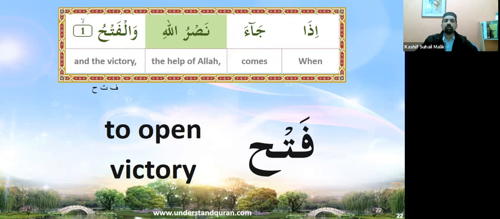Ism. Yeah, that's an ism, but it also makes it special. And this is referring to what special event? Al-fath. Yeah, very right, mashallah. So this refers to the conquest of Makkah, the victory of Makkah. That's why wal-fath, al-fath.